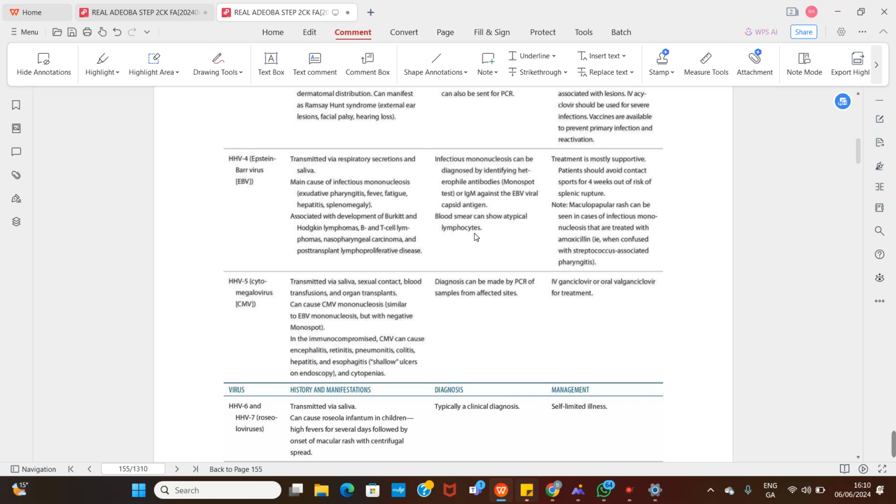And some individual might erroneously think that this is a case of a streptococcal infection causing sore throat, and they give them amoxicillin. That amoxicillin can induce maculopapular rash in some percentage of people. So we have to watch out for that, particularly when it's confused with streptococcus-associated pharyngitis.